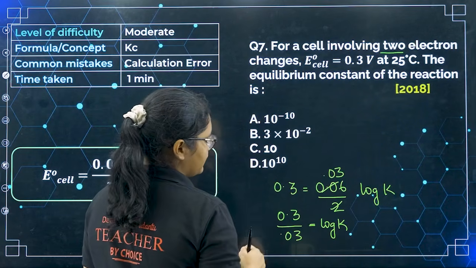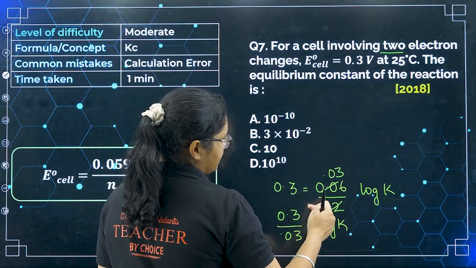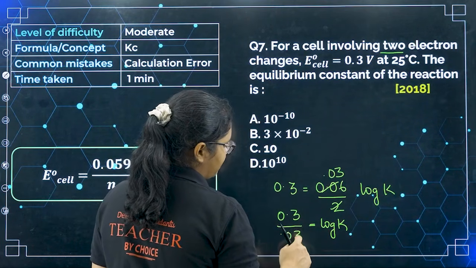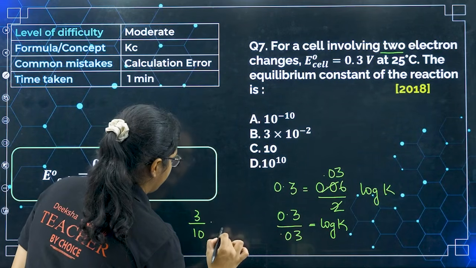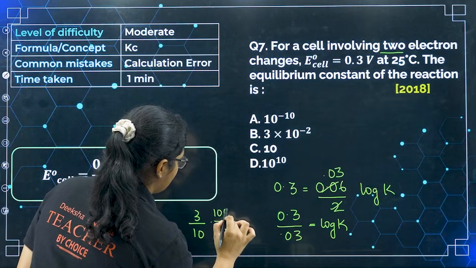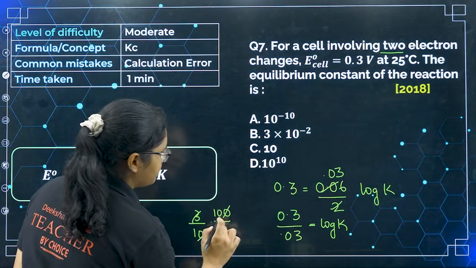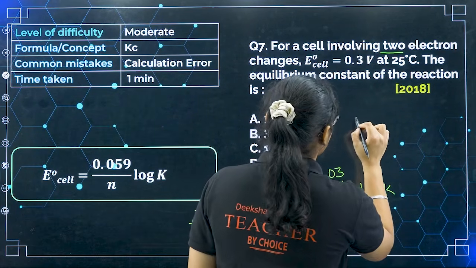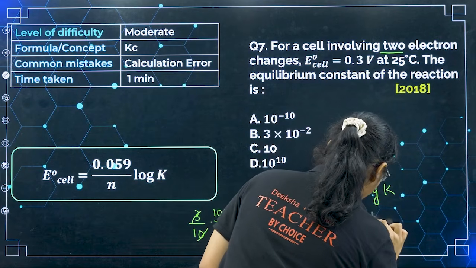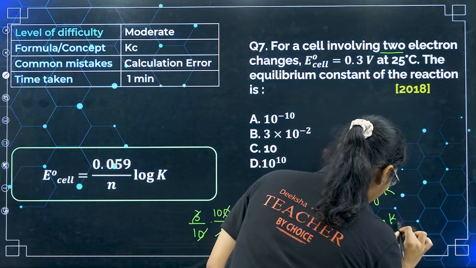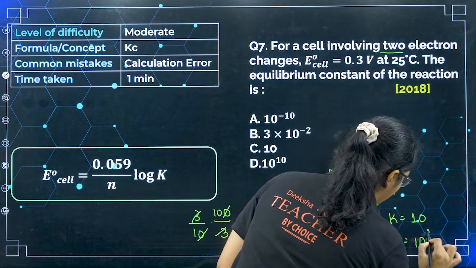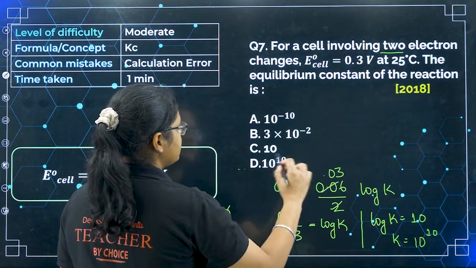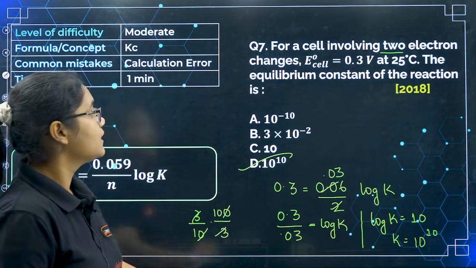log of K. Okay, so I have 3 by 10 and 3 by 100. Okay, so it becomes 3 by 10. So I will just write it like this for my convenience, by 10, and so you can see here we will have log K is equal to 10, right? So I have log K is equal to 10. What is K here? 10 to the power of 10. Okay, that is option number D.